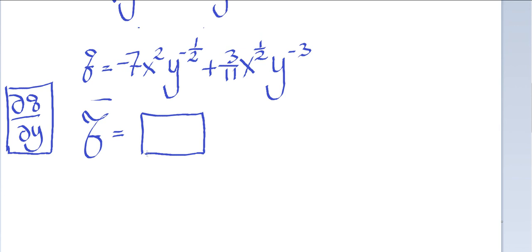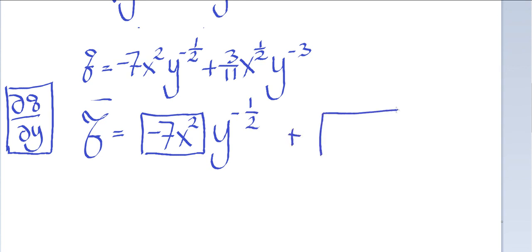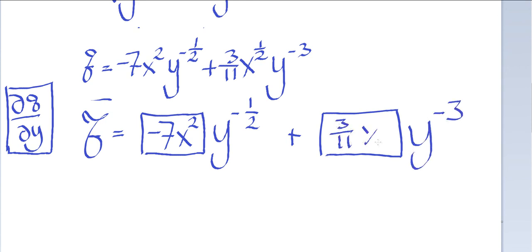So I'm differentiating with respect to y this time, so I do not care about any numbers or any x terms. So in the first term there, I don't care about this minus 7 or the x squared. All I care about is that y to the minus a half. Same over here. I don't care about any of them numbers, that fraction or the x terms. All I care about is y to the minus 3. And throw the fraction and that x term in there.